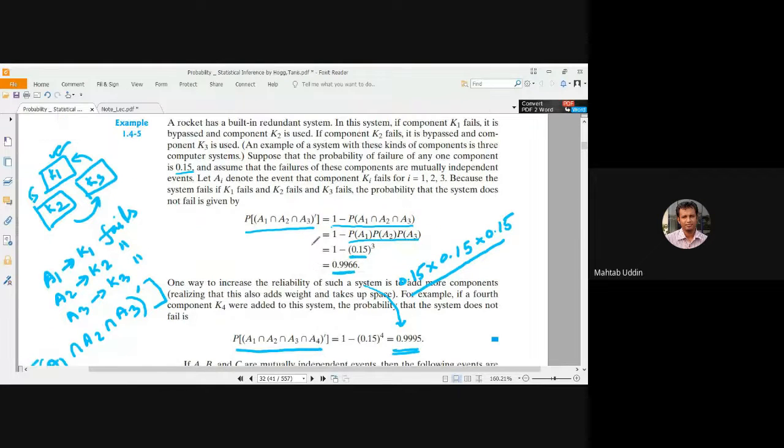And it has been seen that 3 components is best. So usually the rocket has how many components? 3 components. It is optimized.